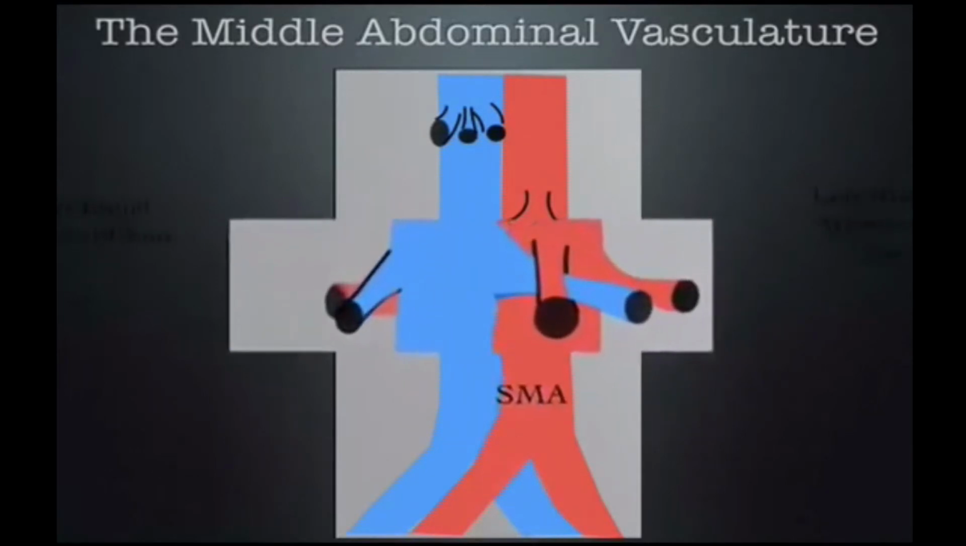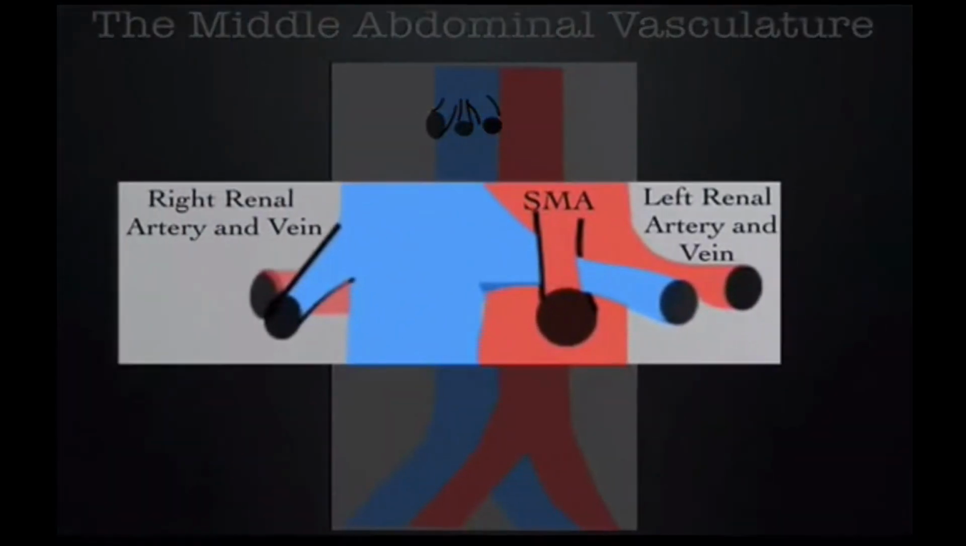Now let's focus on the middle abdominal vasculature. Specifically, we're going to be looking at the superior mesenteric artery, the left renal vein and artery, and the right renal vein and artery.